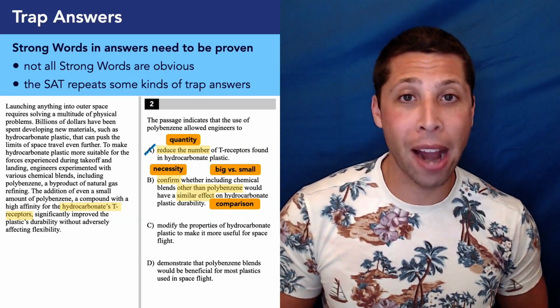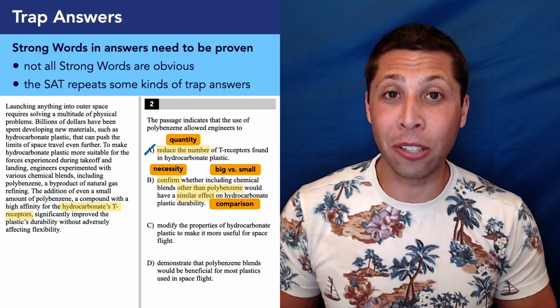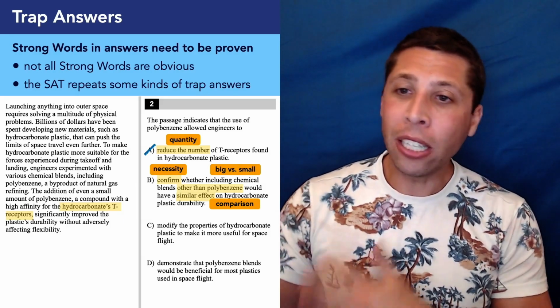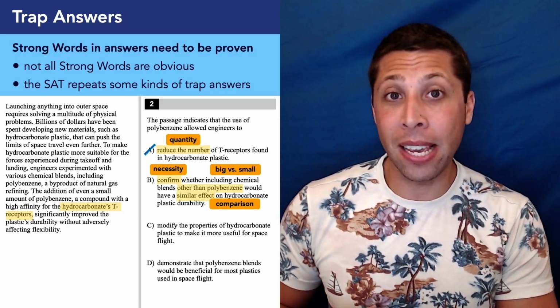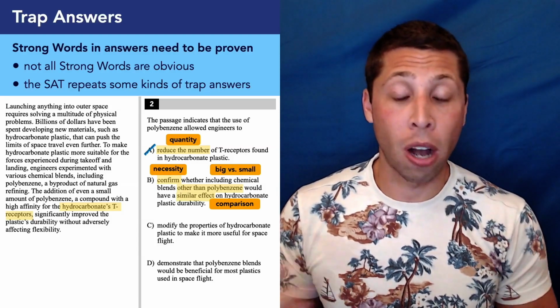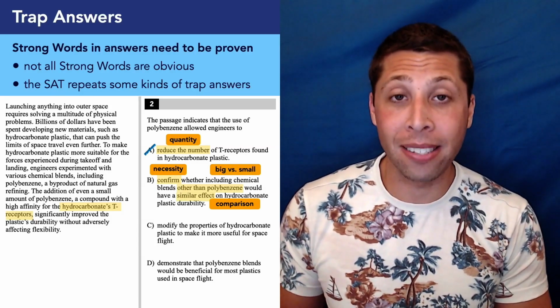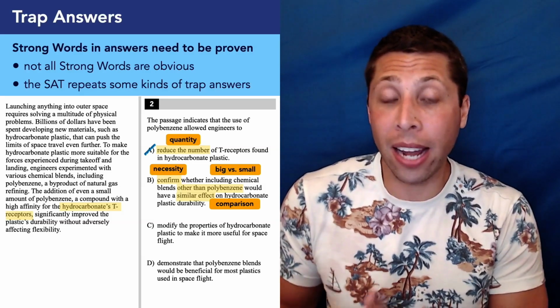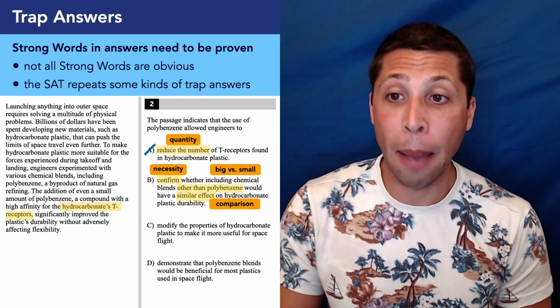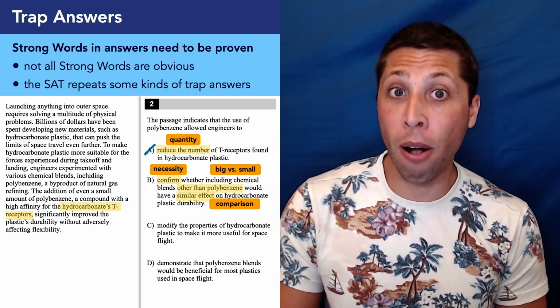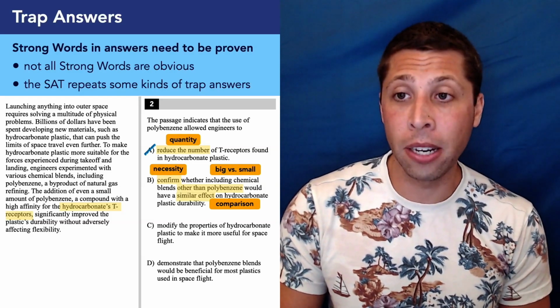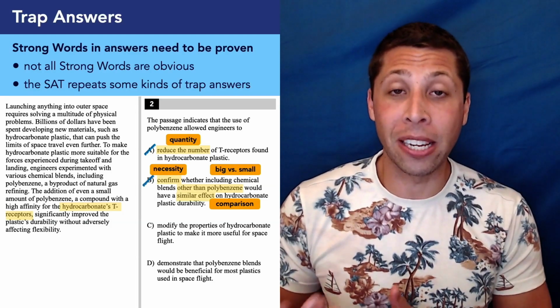And then if we continue, it says that they have a similar effect. And that sounds like a comparison to me. So that would need to be proven as well. There's a lot here, but the biggest thing for me is that I just don't remember this passage talking about anything other than the polybenzene at all. So we're really not allowed to make conclusions about other chemical blends. So the big versus small thing is the most egregious for me here, but there are lots of reasons that we can get rid of this choice.